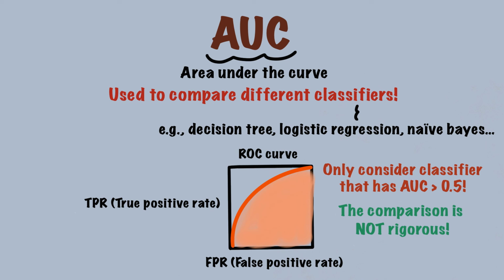Nevertheless, we don't consider a classifier with AUC less than 0.5 because that means this classifier works even worse than the random guess. Moreover, using AUC to compare classifiers is not rigorous. It's just a generalization of classifiers' performance. So, it's fine to use AUC, but don't solely rely on it.